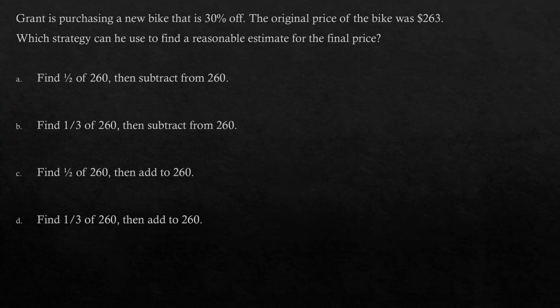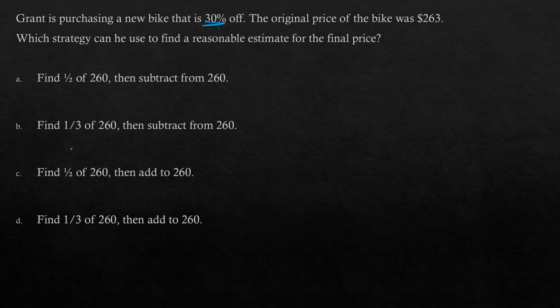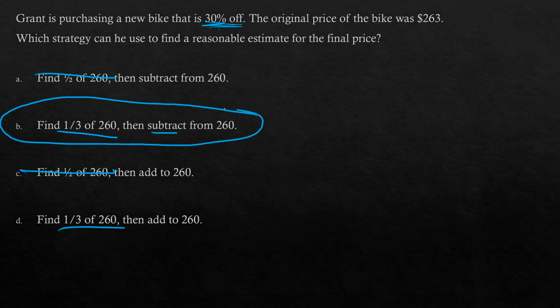Alright, Grant is purchasing a new bike that is 30% off. The original price of the bike was $263. Which strategy can be used to find a reasonable estimate for the final price? Okay, well 30% is really close to 1/3, right? So I don't want to pick either of these options that say 1/2. Now 263 is very close to 260, so we're going to find 1/3 of 260. And then since the bike is on sale, because it's 30% off, we want to subtract. So we want to find 1/3 of 260 and then subtract.